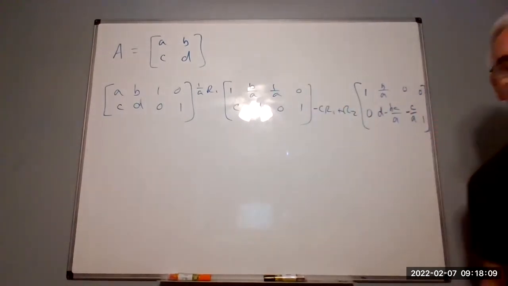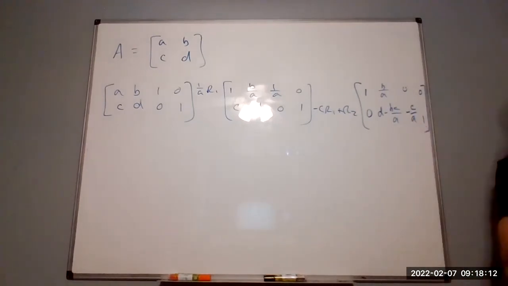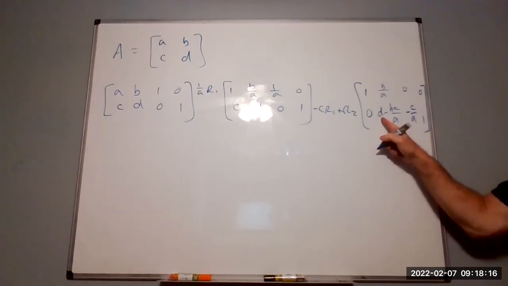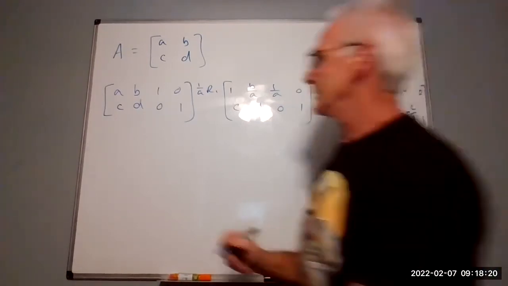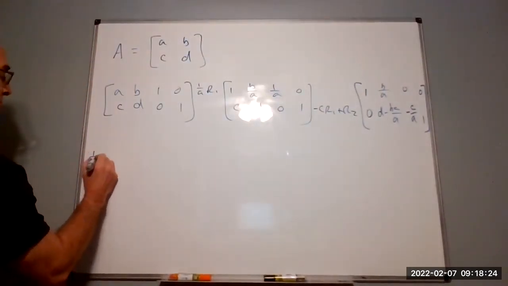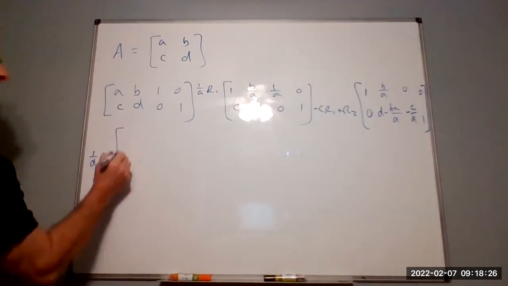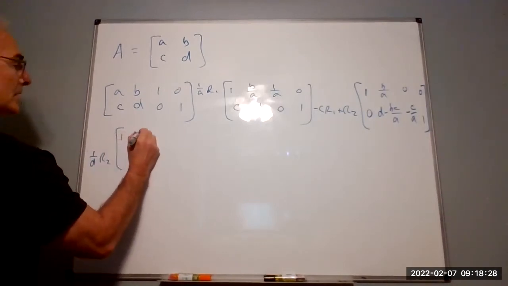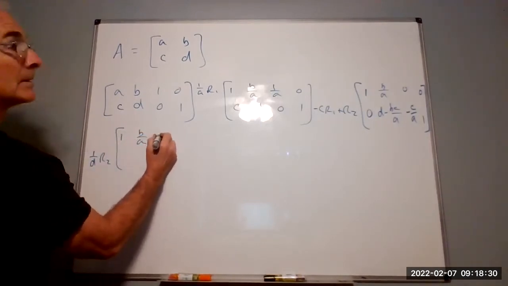Sorry, this is a little cramped. Okay, just arithmetic. That's all I'm doing. Just simple arithmetic. Now, I need that guy to be a 1, so then I can go back up and do something. So let's take row 2 and multiply row 2 by 1 over D. So my row 1 is 1, B over A.